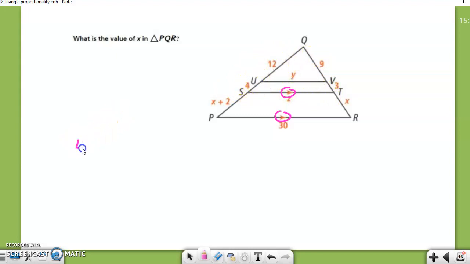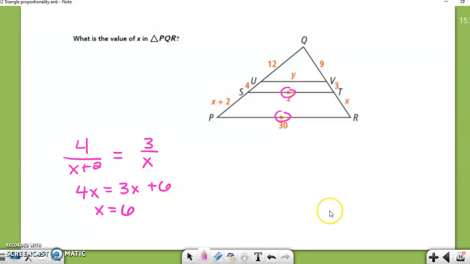But I'm just going to take my 4 over x plus 2 equals 3 over x, and I'm going to cross multiply. 4x equals 3x plus 6. I distributed, subtract 3x from both sides, and x equals 6. Now, you could have done another one. I just want to show you the other way.